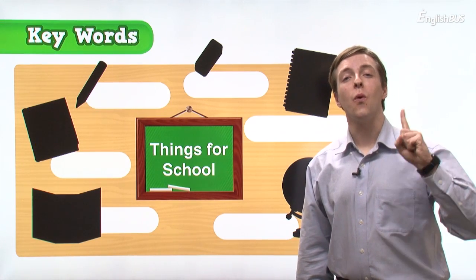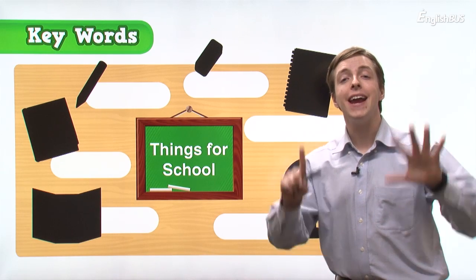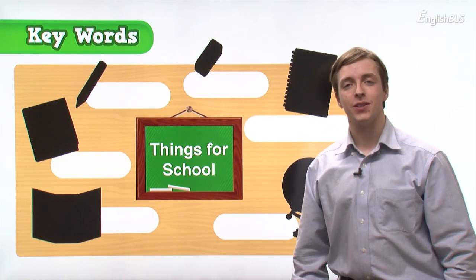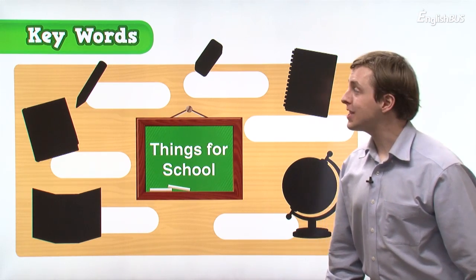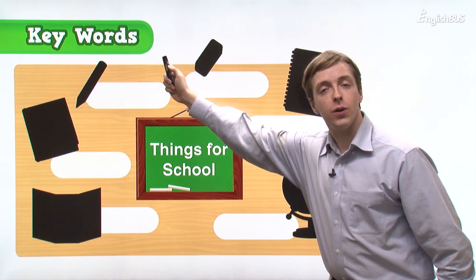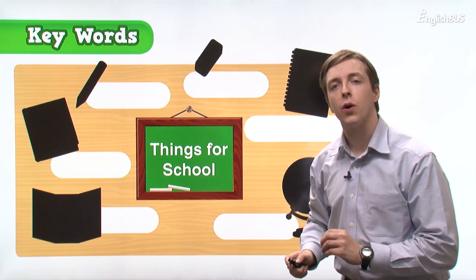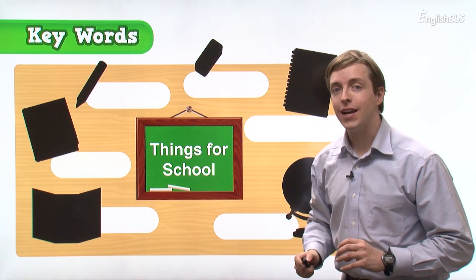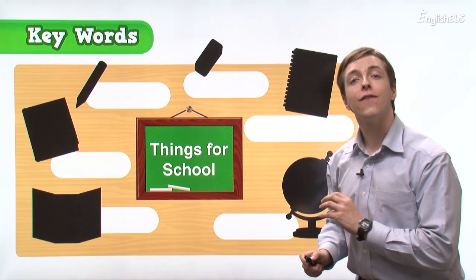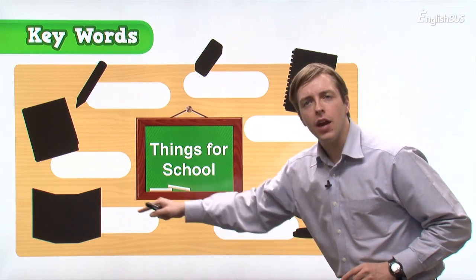Welcome to Unit 1, Things for School. This is on page 6 in your books. Let's get started. First, let's look at the key words on page 6. These are the very important words for this unit, and they all have things to do with things for school. Let's start with this word here.